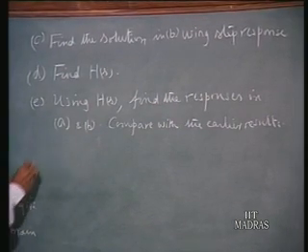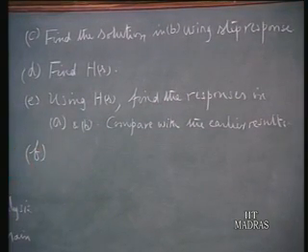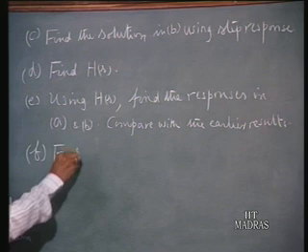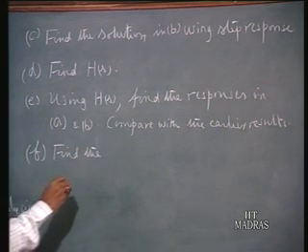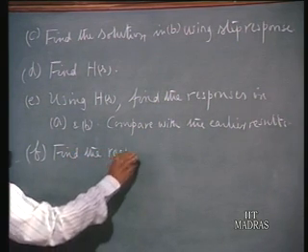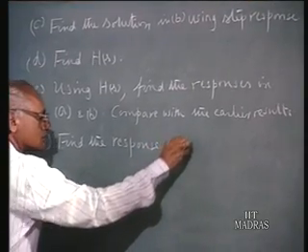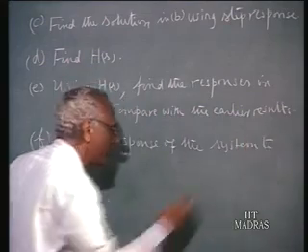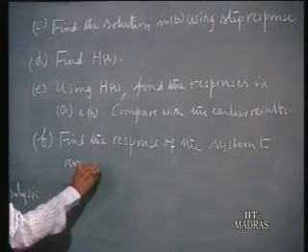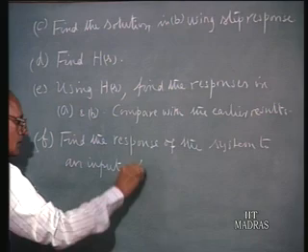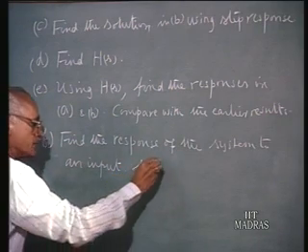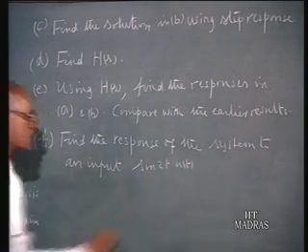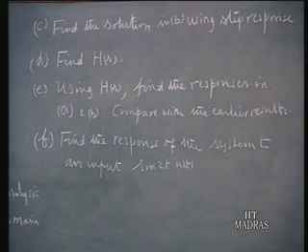F, find the response of the system to an input sin 2t u(t). So if the input is a sinusoid applied at t equals 0, find the response of the system to this input. Of course, you can use the Laplace transform method for this, quite convenient to use.